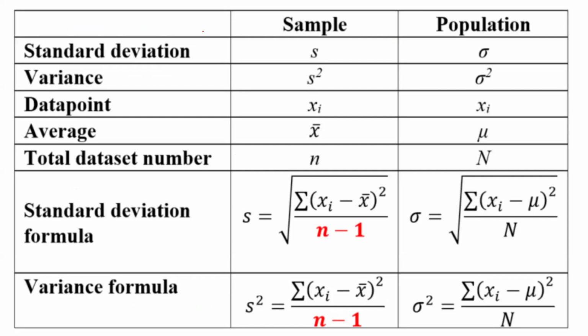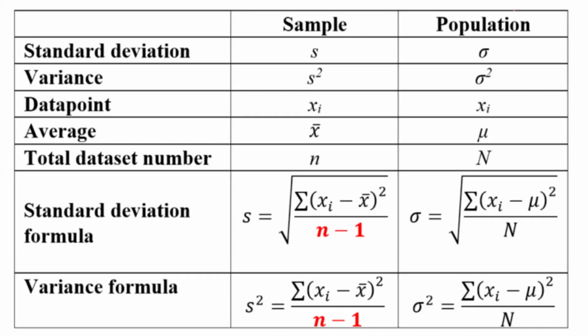If you have a sample, the standard deviation is denoted by S, variance S squared, any data point X sub i, the average is denoted by X bar, n is the number of values in your collection, and the standard deviation is the square root of the summation of each deviation to the second power over n minus 1. And if you raise it to the second power, you get your variance.